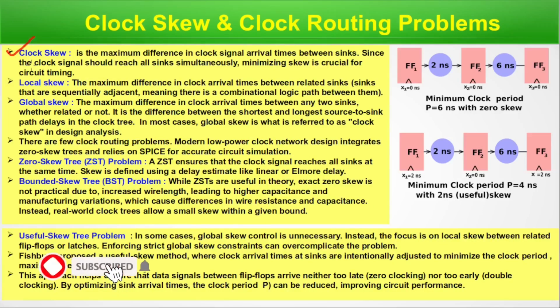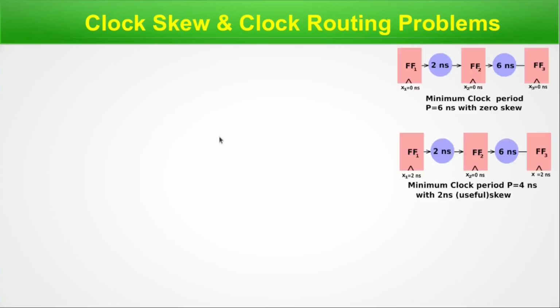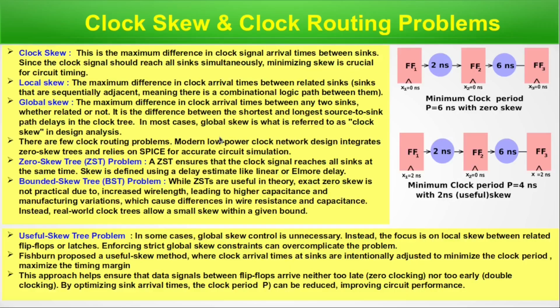Clock skew. There is one episode, different delay types in VLSI, where we also discussed clock skew. Clock skew is the maximum difference in clock signal arrival times between sinks. So, clock skew and clock routing problems. We have already discussed clock skew in the episode called different types of delays in VLSI. The link of that episode is provided in the description. You can take reference of that episode also, although the perspective is a little different there.